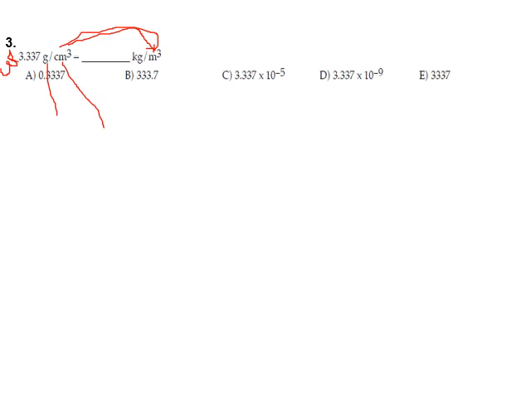Oops, I'm having a hard time writing that. 0.003337 kilograms. Then divide that number, the 0.003337 by 1/1,000,000th, and that's going to give you the answer. Which, if I'm remembering correctly, I believe it's this one right here.